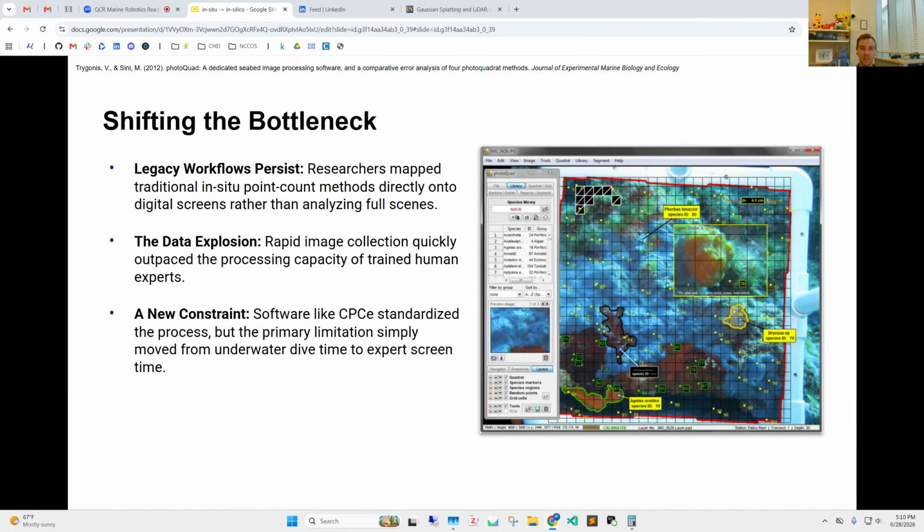So suddenly teams had thousands of images and human experts couldn't just keep pace. And sure, you have tools like PhotoQuad or CPCe, which is Coral Point Count with Excel extensions, but they really just help standardize the workflow. The real bottleneck was moving the diver from underwater and placing them inside the lab at the chair. They still have a lot of data to go through. There's not really a form of automation at this point.